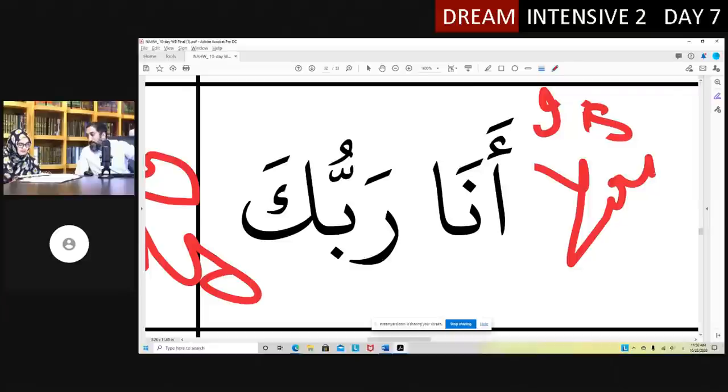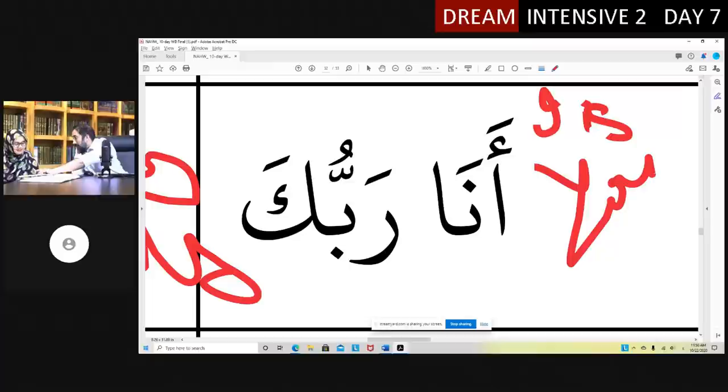Now come back to the example. Ana means I. And in number one, it says independent pronouns are usually followed by is. So the ana part will mean what? I am. Not I is. And then Rabbuka you already translated. What is Rabbuka? Master of you, which is your master. I am your master.